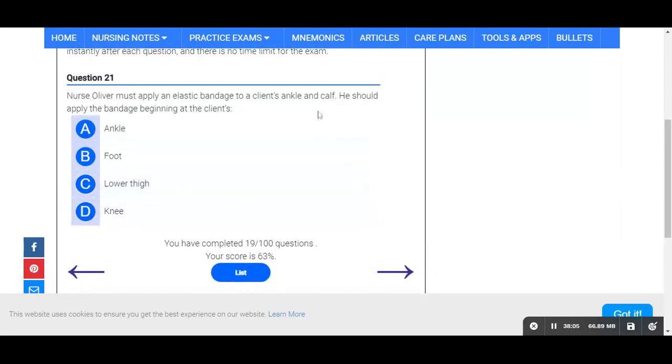Nurse Oliver must apply an elastic bandage to the client's ankle and calf. He should apply the bandage beginning at the client's... Okay, I kind of remember this because we had a return demonstration in this one back then. So I'll try to recall how it is done. Do we begin at the calf or do we begin at the foot? If I remember it right, we begin at the calf.